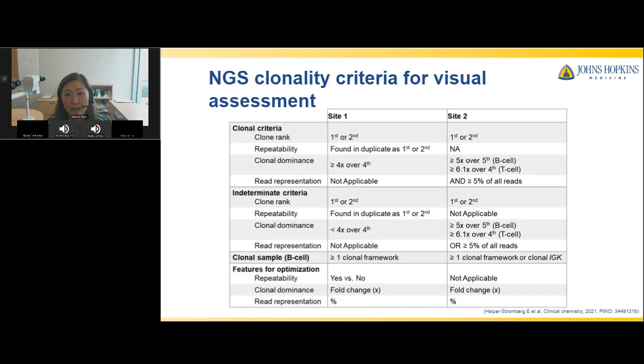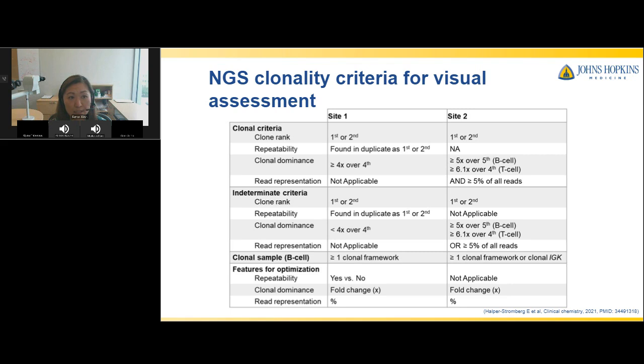So knowing these two factors, our group tried to develop an automated algorithm to screen Ig and GS data for the presence or absence of clones. We collected approximately 140 samples from patients with and without lymphoma from 2 different institutions. And I've shown you here the current, what we call gold standard, but really it's the manual or visual review criteria used by either of these 2 sites.